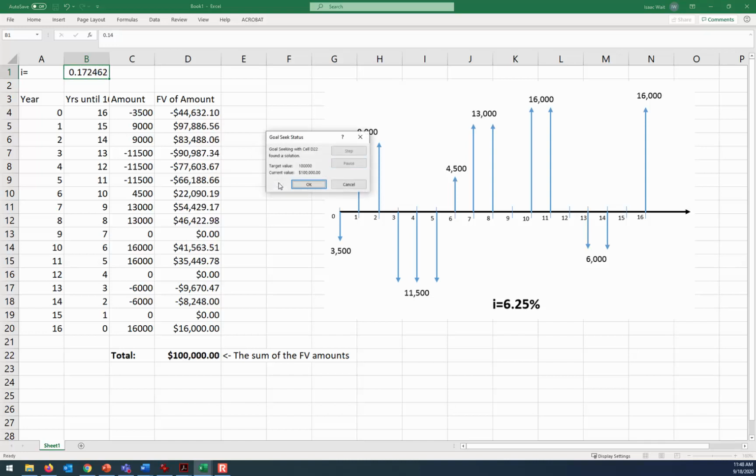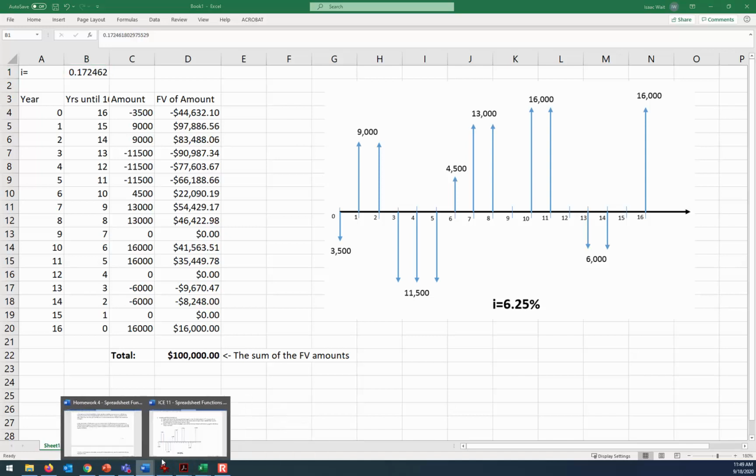Okay, so it found it. It found that 17.25% would make the future value 100,000. So we just solved for an unknown interest rate there. We found what interest rate would give us a total amount that we're interested in.